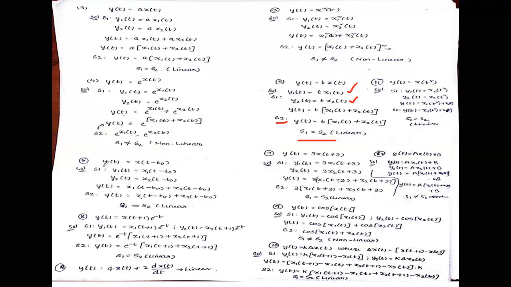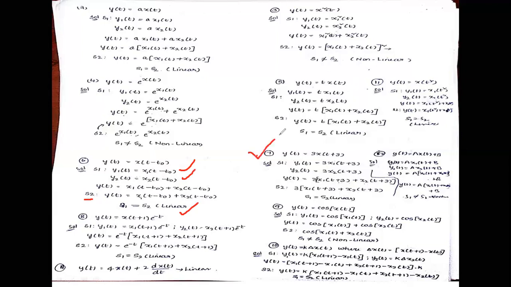Fifth one. Coming to the sixth one here, y of t is equal to x of t minus t naught. It is also linear. Simply we can say this is x of t only, x1 and x2. Adding the two functions, x1 of t minus t naught and x2 of t minus t naught. The S2 function is the addition of the two signals, x1 of t minus t naught and x2 of t minus t naught. Okay, my dear students, s1 and s2 are equal. It is a linear function.